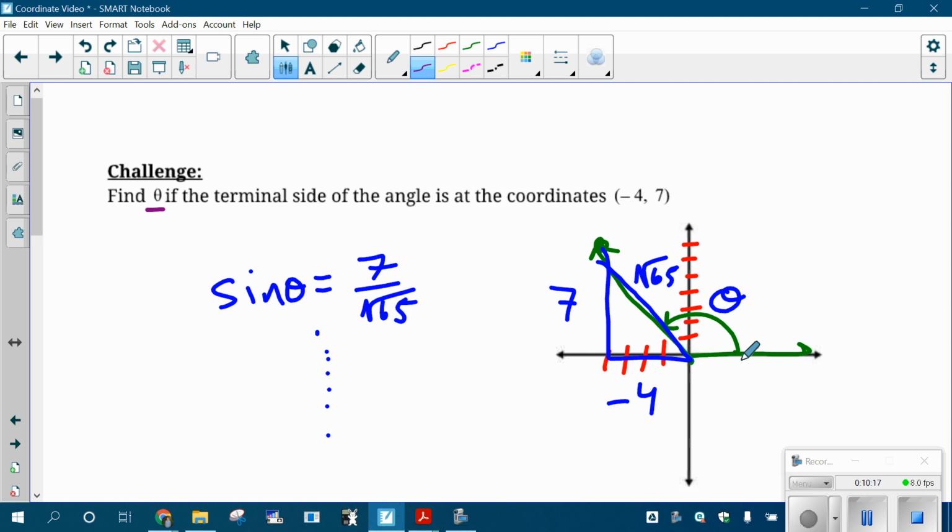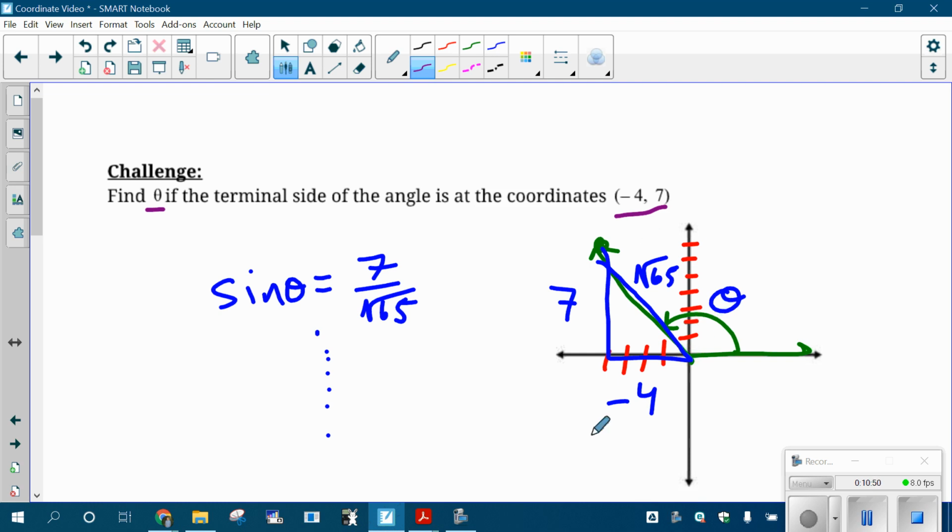Well, I can guesstimate, it's more than 90, it's less than 180. Maybe it's like 115 degrees, but how would I actually figure out what it is? Again, this point is not a famous coordinate. It's not like it's 120 degrees or I would know it. So how do you actually figure out exactly what that angle is? You have to use your calculator. I know, I hate my calculator too. I hate it, but sometimes we got to use our calculator.